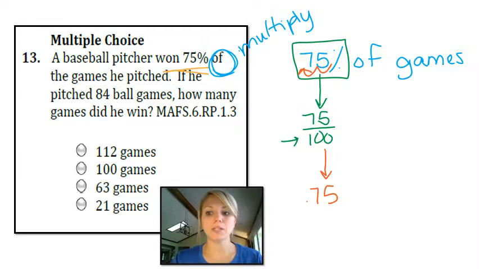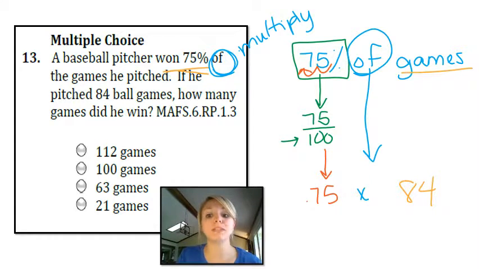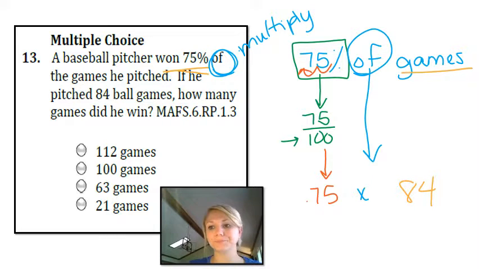All right, now we just talked about the word "of." Remember in math, "of" means to multiply. And then when I look, how many games did he actually pitch? Well, he pitched a total of 84 games. So now I have 0.75 times 84. Now I need to go through and multiply that. So let's practice our multiplication. I'm going to do 75 times 84.